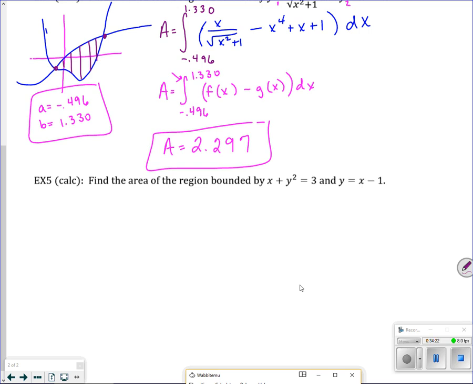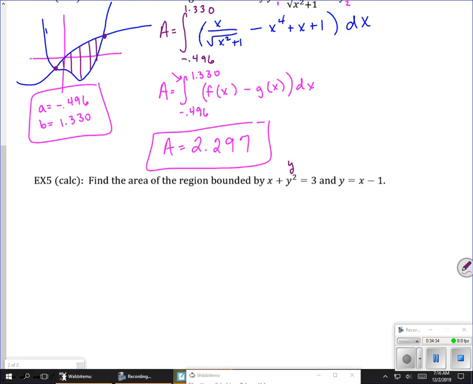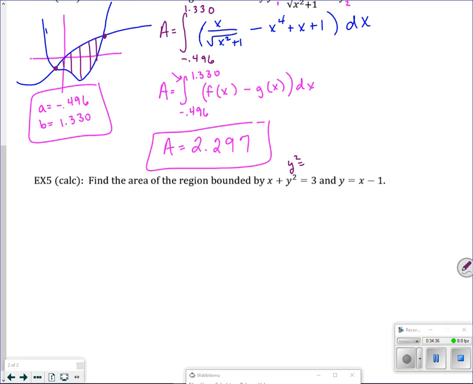So I'm going to do the integrating on the calculator just so I don't have to do it by hand. But there are a lot of skills that you should be able to do without a calculator. So first of all, let's get the graph. If I solved this guy for y, it would be y squared is equal to 3 minus x.